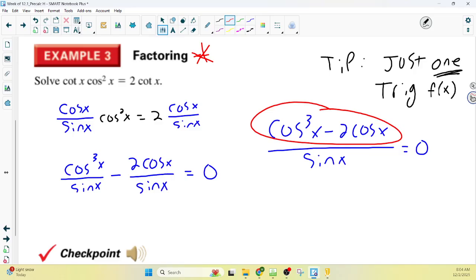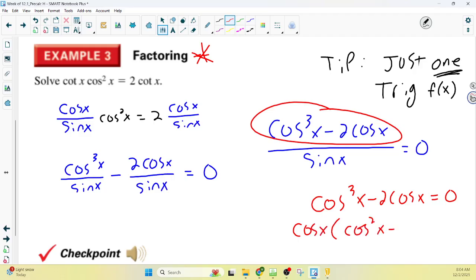So all I'm going to do is focus on this, cosine cubed of x minus 2 cosine of x. We have a much simpler equation now. We just have to solve that, right? Oh, I wonder how much they're going to want to get into. That's okay. That was just a thought I had. So I've got cosine squared of x minus 2 equals 0. This is where I am so far, okay?